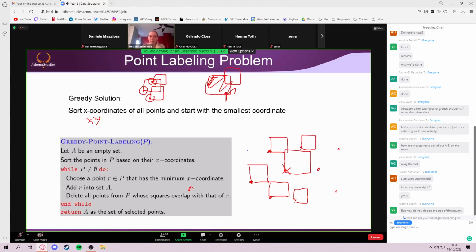So that was the point labeling problem already. You just need to understand how it works, and it's more of an example of how a greedy algorithm works. So try to make sure that you have a first starting point with greedy algorithms, and you just move on making the best decisions as you go.